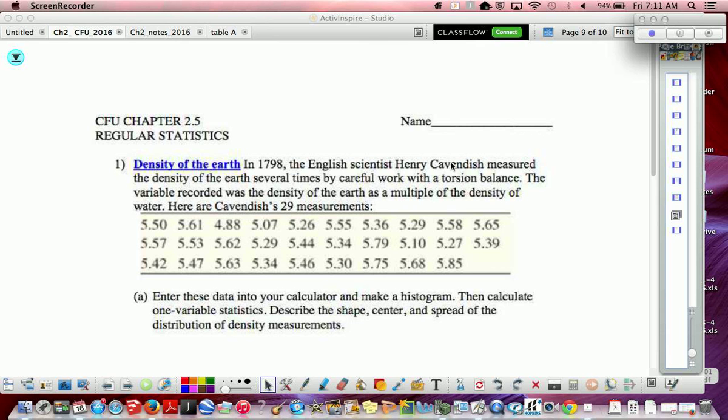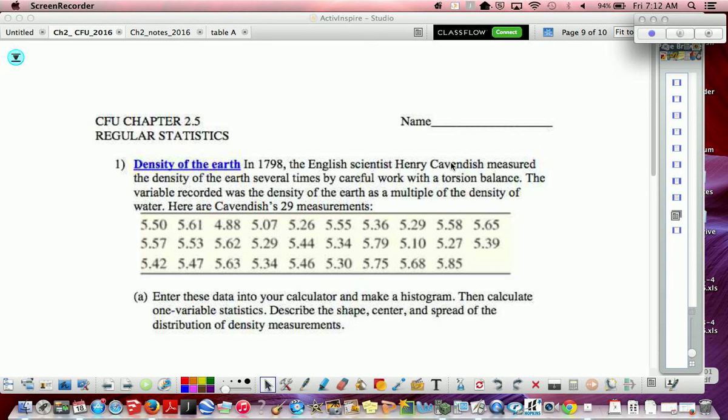At our CFU for chapter 2.5, we're just going to take a look at whether or not distributions can be considered approximately normal, and we can use normal distributions and normal calculations to calculate them out. So in this first problem, it allows you to see various methods on how to check. On this one here, it says density of the Earth.